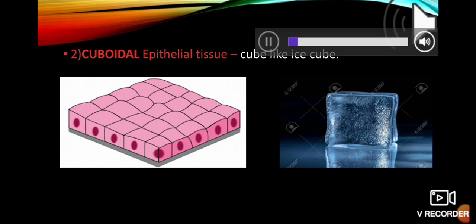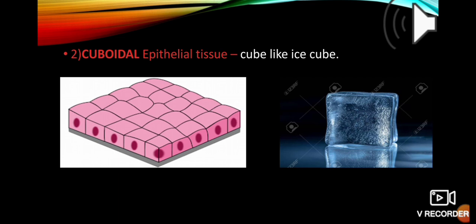The first type of epithelial tissue on the basis of the shape of the cells was squamous epithelial tissue. Looks like the tiles of a floor. Now the second type is cuboidal tissue. As the name signifies, cuboidal means cube-like. So this type of epithelial tissue looks like an ice cube. You can compare them to an ice cube.